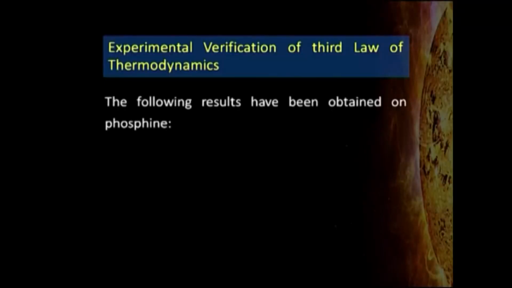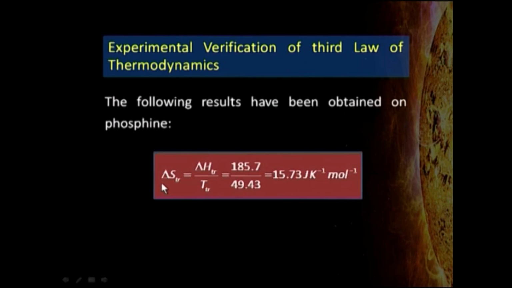Thus, both the crystalline modifications alpha and beta would have equal entropies at 0 Kelvin in accordance with the third law of thermodynamics. Experiments carried out on systems such as sulfur, tin and phosphine have demonstrated the validity of the third law. The following results have been obtained on phosphine. Delta S tr is equal to delta H tr upon Ttr, equal to 185.7 divided by 49.43, which is equal to 15.73 joules per Kelvin per mole.